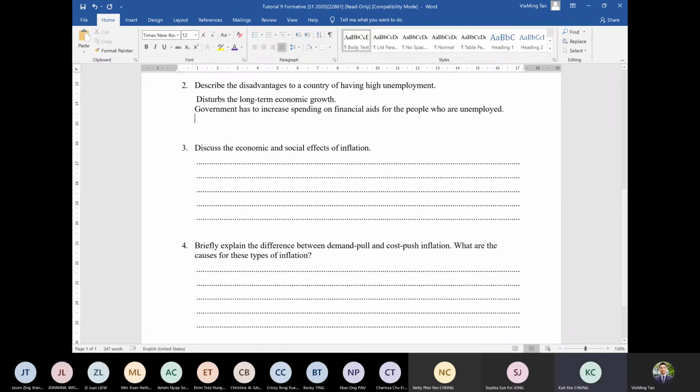Okay, any more? Okay, we'll move to Kai. Reduce government revenues because unemployed people are not paying tax to the government. Yes, the government will have lesser tax revenue that can be collected from the labor force.